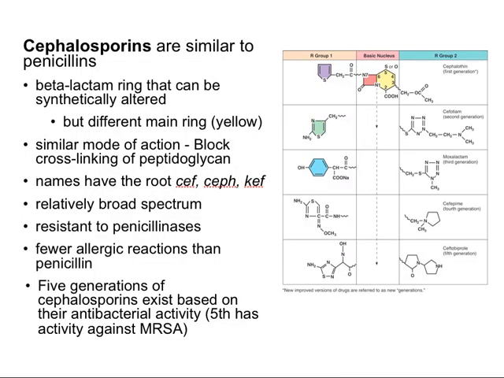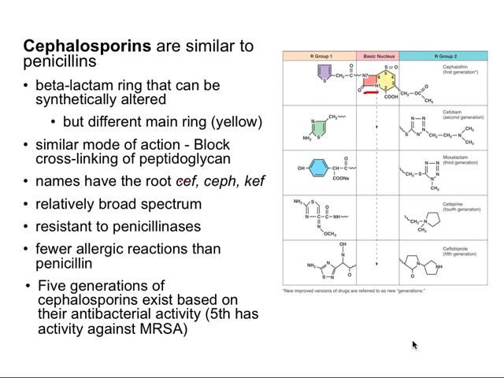Another family of drugs that target the cell wall are the cephalosporins. They're very similar to the penicillins in that they have the same beta-lactam ring, but they have a different main ring. That's the one in yellow. They have a similar mode of action because they block the cross-linking of peptidoglycans, and mostly their names have the root ceph, as in CEF, CEPH, or KEF. They have a relatively broad spectrum, and they are resistant to penicillinases, so they don't have the same issues that penicillin does. Also, there are fewer allergic reactions in individuals to cephalosporins than we see in penicillins.